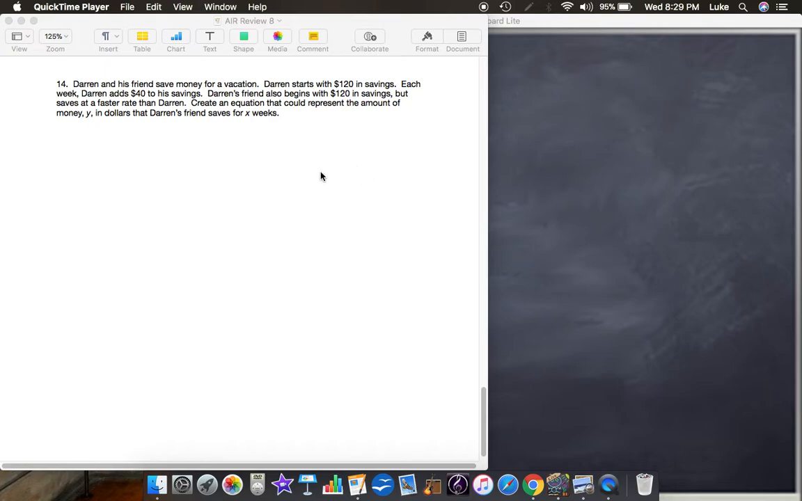All right, so the wording, I'm just going to highlight really quick. The thing that can throw us is this, a faster rate. Okay, now that is not an absolute amount. It doesn't say how much faster, it just says a faster rate. So let's read this and see what we're going to have to deal with.